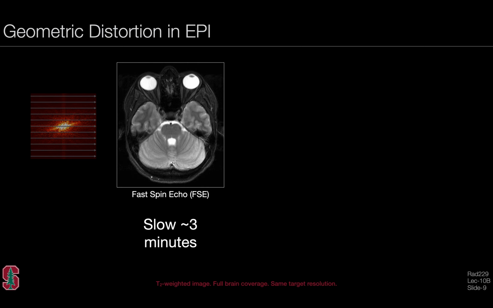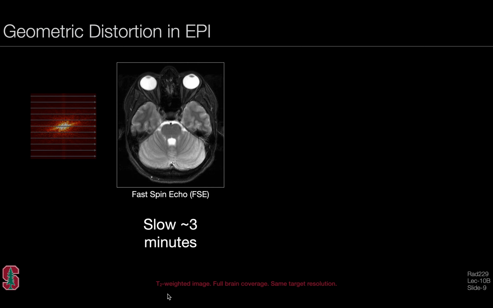So let's make a comparison of a couple examples. So here's a fast spin echo image. This is an axial image through the head. You can see the eyes here and the brain posteriorly. And here, the K-space diagram on the left is indicating that all of the readouts are occurring from left to right. Now, this kind of approach, a fast spin echo approach, would be relatively slow and might take several minutes to acquire, say, a full brain stack in the case of T2 weighted images with full brain coverage.